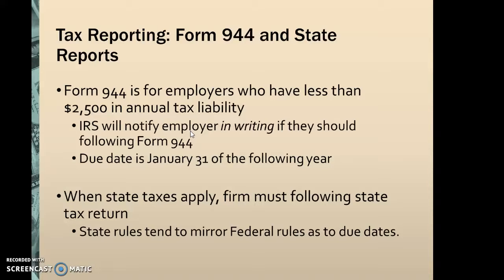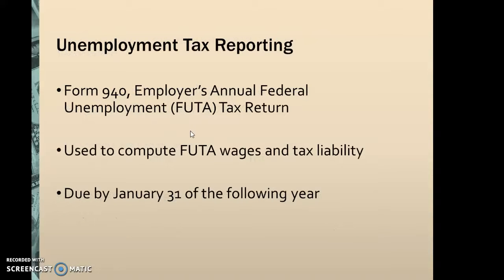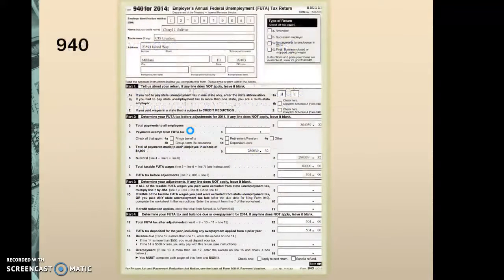Like Form 941, the firm enters the details of all the wages paid along with computing the taxes that are due. So on Form 940, you're going to report the employer's annual federal unemployment tax. We're going to use it to compute future wages and tax liability, and it's due by the following year. And that's on Form 940. So a couple of forms are covered in this chapter: Form 941, Form 941 Schedule B, and now we have Form 940, which is on page 165 in your book.